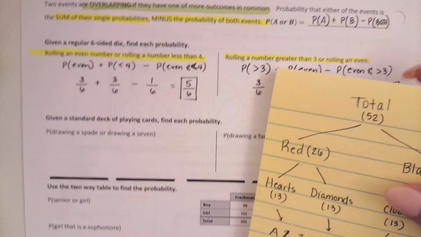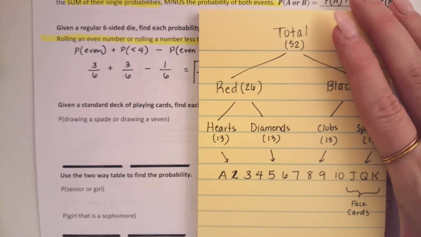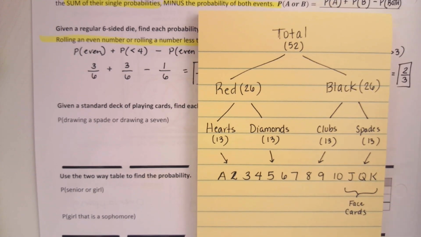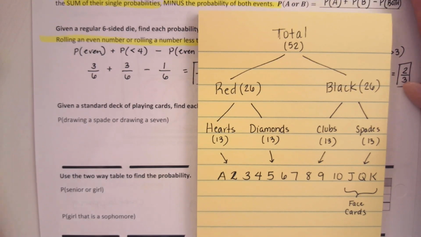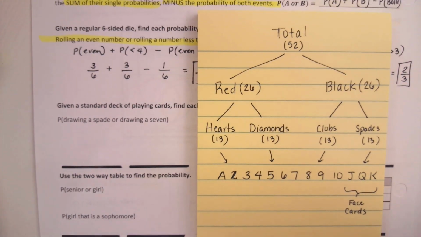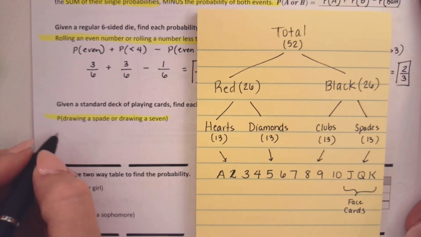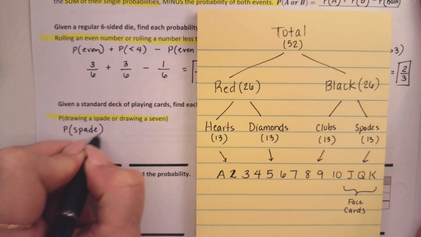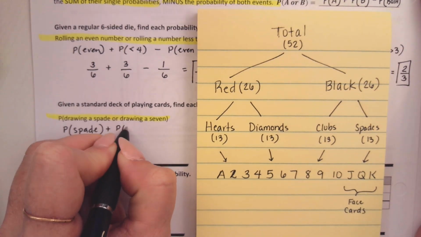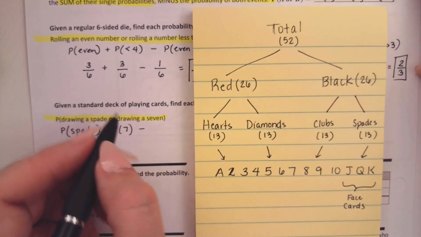Okay. Given a standard deck of playing cards, back to our cards. Let's find the probability. These should have some overlap, so we'll have to think about that. Probability of drawing a spade or drawing a 7. Probability of spade or 7. Spade. Or is telling me I need to add probability of 7 minus what would be the overlap? Spades and 7. Yeah, basically that's called the 7 of spades.